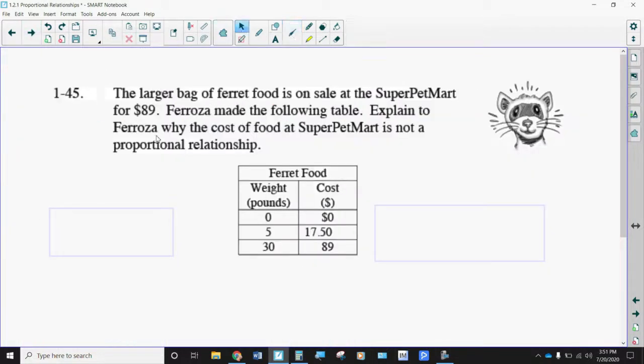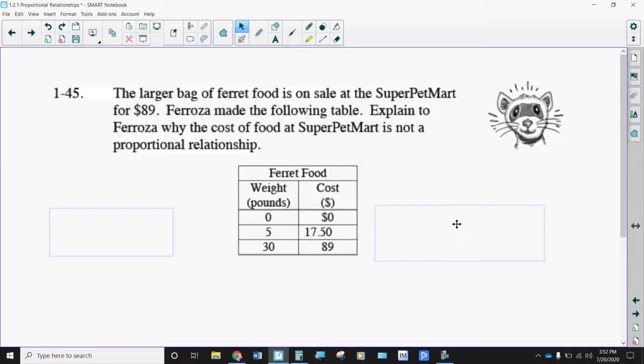All right, last problem, well, close to the last. A larger bag of ferret food is on sale at Super Pet Mart for $89. Feroza made the following table. Explain to Feroza why the cost of food at Super Pet Mart is not a proportional relationship. So it does have 0, 0, correct? And this is our 5 pounds for $17.50. So what needs to happen here in order for this to be proportional?